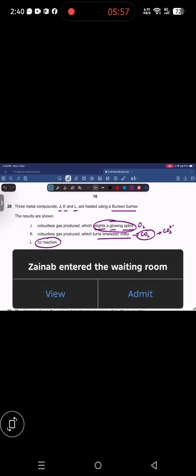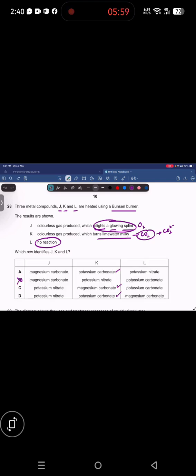Then the next thing, J: relighting the splint. If it relights the splint, that means the nitrate will produce oxygen gas here. According to the nitrate, A is not our choice, as there is a carbonate here for J. Now we have to work on C and D.